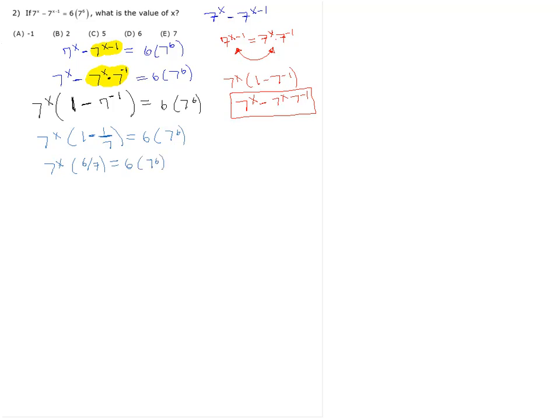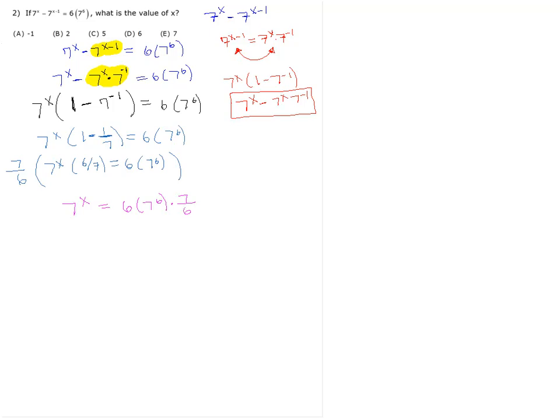Right side of the equation, nothing much has happened yet. But what we're starting to see is there's a lot of symmetry between the left and the right side. I don't like fractions, so I'm going to multiply by the inverse of 6/7. So I'm going to multiply both sides of the equation by 7 over 6. That's going to get rid of the 6/7 on the left. So I'll have 7 to the x is equal to 6 times 7 to the 6th multiplied by 7/6, because remember, whatever we do to one side, we have to do to the other.